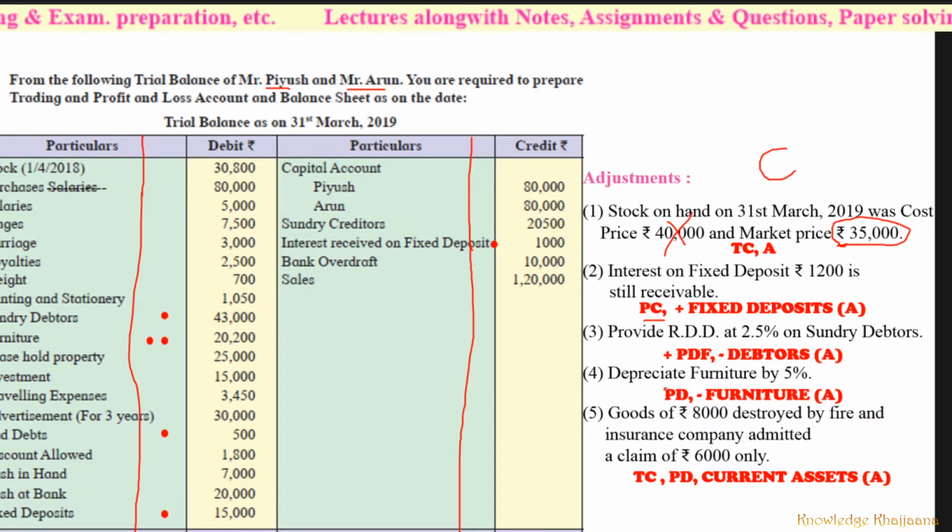Furniture depreciation, profit and loss account debit side, and we'll deduct that much of amount from furniture at the asset side. So we'll make two marks against furniture, right? One for depreciation, marking in profit and loss account, and one for deducting that much of amount from the asset side.